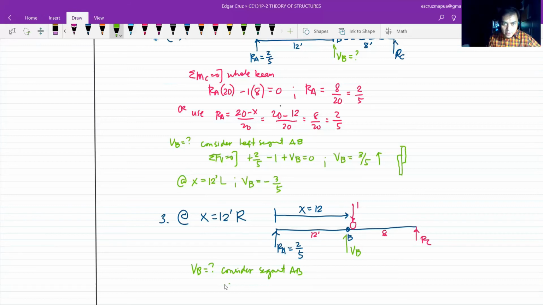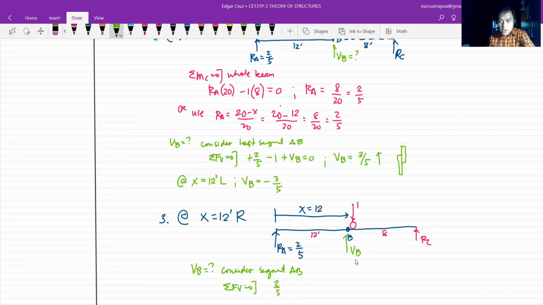So pagka nag-summation tayo ng forces, vertical equal to 0 doon. Okay? So tingnan niyo yung left segment. 'Di ba pagka tinignan niyo yung left segment AB, hindi na siya kasama doon yung unit load kasi yung unit load nasa kanan eh. So ang pinaka forces lang natin sa segment AB is the reaction sa A at saka yung shear sa B. Okay? So hindi nakasali yung unit load kasi nasa kanan na part na siya eh. So if we sum up forces, so it would be RA 2/5.